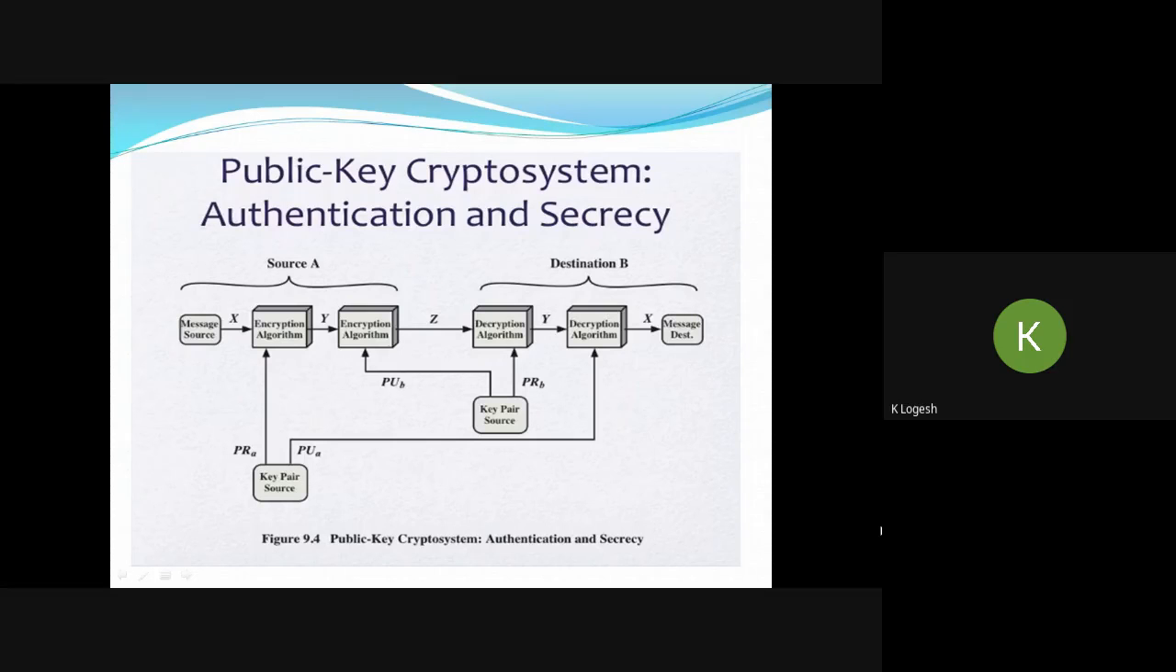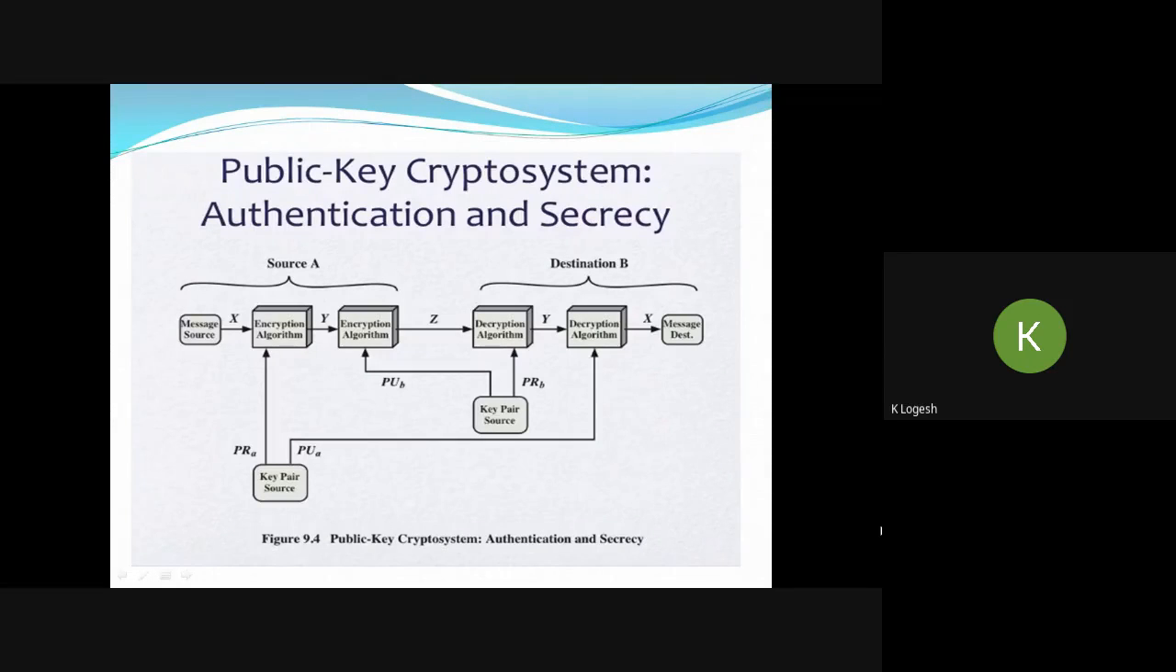In this diagram, the message is considered as variable X, and the message X is encrypted with which key as per the diagram? PR of A is applied, so the private key. The message is encrypted with the private key of A. So using the private key of the sender A, this is for authentication purposes.